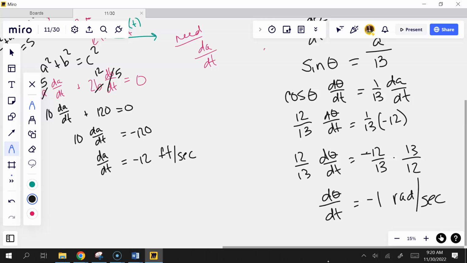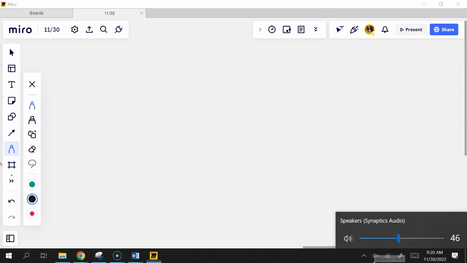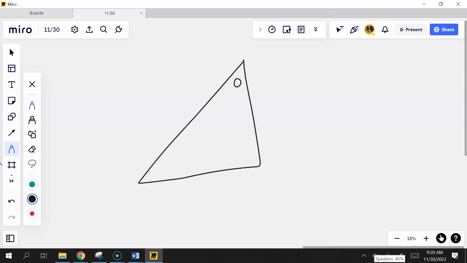Part B of 21. Hauling in a dinghy. A dinghy is pulled toward a dock by a rope from the bow through a ring on the dock 6 feet above the bow. The bow, the boat. As shown in the figure, the rope is hauled in at the rate of. Okay, so I have another triangle. This is my theta. This is 6 feet. They were nice enough to draw us a picture. The rope is hauled in. This is my rope. I'm going to call it C. 2 feet per second.